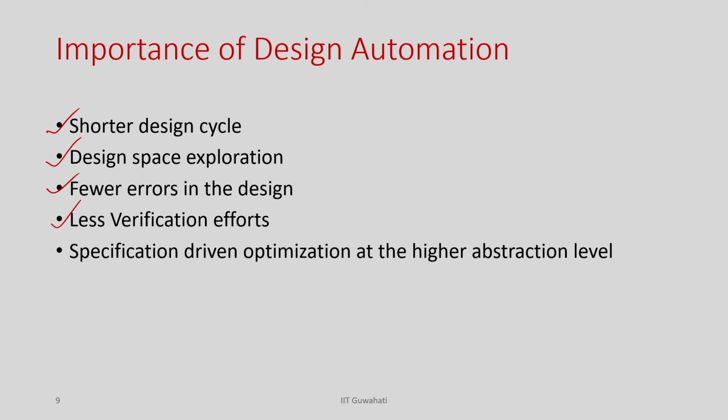The other advantage is fewer errors. Obviously, if your code is small, the chances of manual error, human error, are less. Once you work at a higher abstraction level, your verification effort will be less, and you can also apply more optimization at the higher abstraction level, right. So, these are the advantages we will achieve through this design automation.